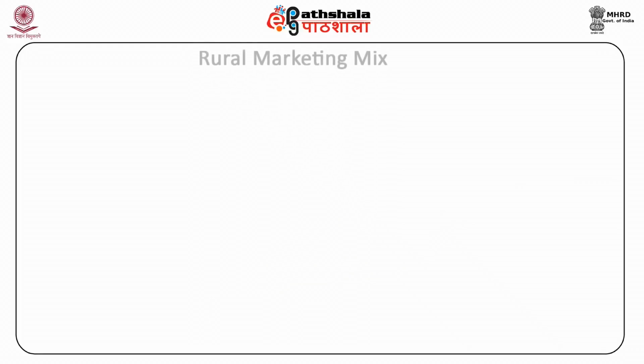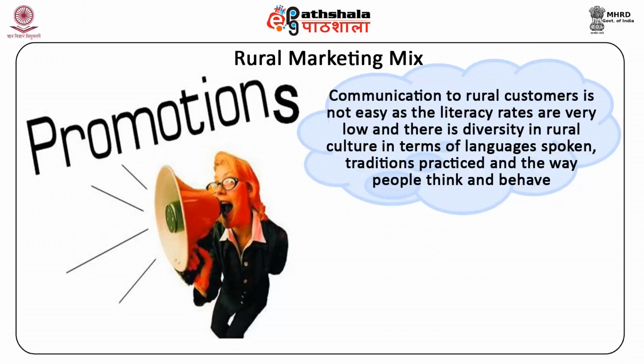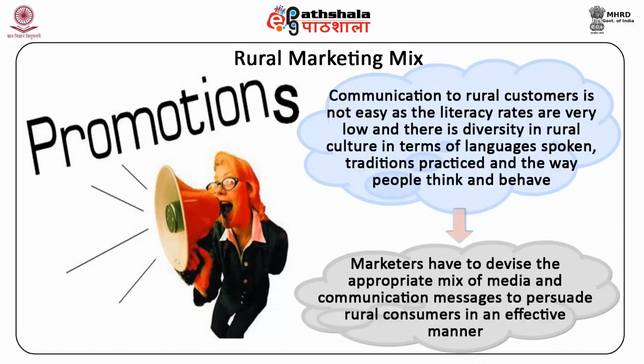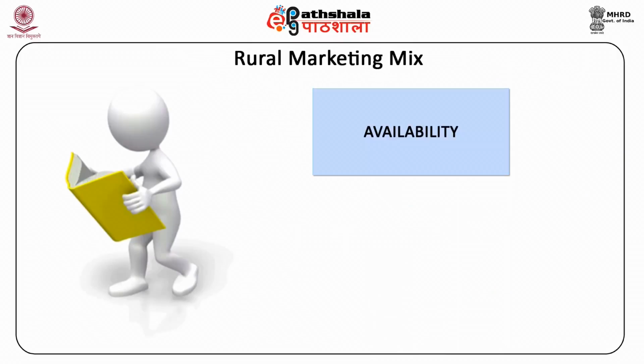The fourth component of rural marketing mix is promotion. Both conventional and unconventional media are used to influence the rural customers. Communication to rural customers is not easy as the literacy rates are very low and there is diversity in rural culture in terms of languages spoken, traditions practiced, and the way people think and behave. The complex rural composition creates problems in designing promotion strategies. Marketers have to devise the appropriate mix of media and communication messages to persuade the rural consumers in an effective manner.